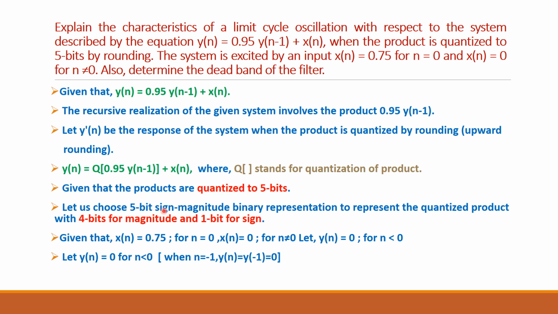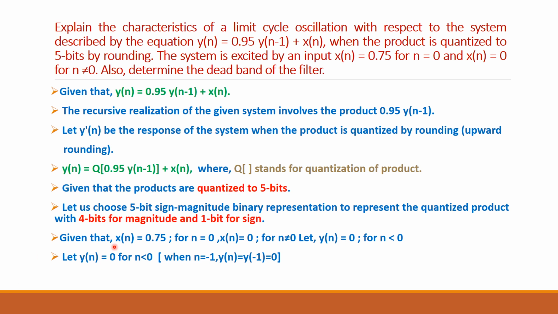Now, the products are quantized up to how many bits? 5 bits it is given. So 5 bits means normally we will be using sign magnitude representation. Sign magnitude representation means the first bit represents the sign of the number, that is either positive or negative. If it is positive, its value is equal to 0. If it is negative, its value is equal to 1. So now we are going to use 4 bits for magnitude and 1 bit for sign, so that totally we'll be getting 5 bits.